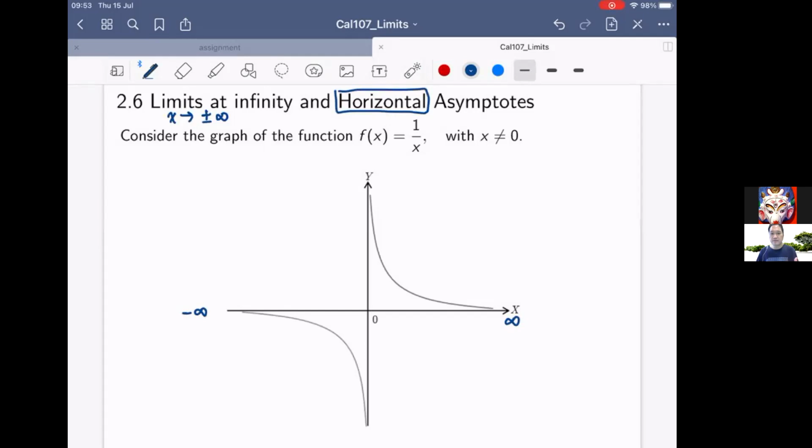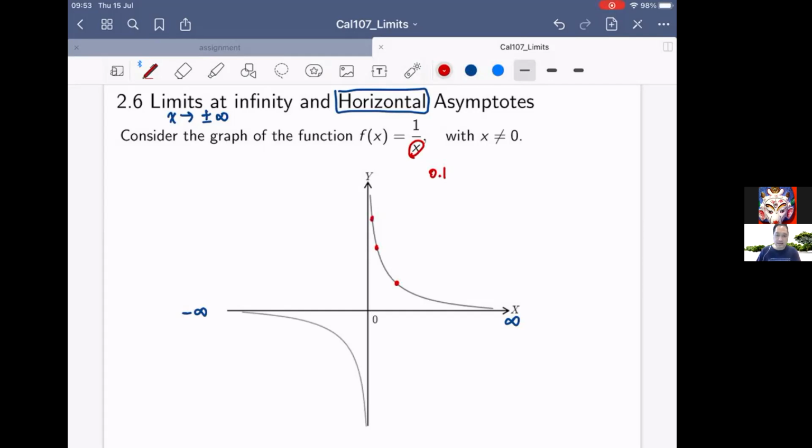So for example, look at the function f(x) = 1/x. Of course, x cannot be 0. If x is 1, then f(x) is 1 as well. If x gets smaller, for example 0.1, then 1/x becomes 10, and then 100. So the curve will go up like that.